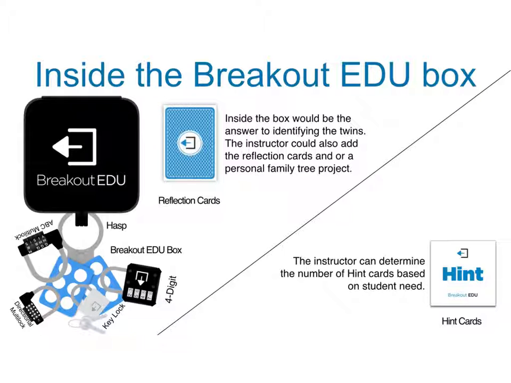Inside the large Breakout EDU box, you would find the reflection cards, something that identifies the twins, Juan being the twin with number 1, and Miguel being number 18. And you can feel free to name all of the others in the family. I did name Angela, but I didn't name the rest of the family. To get inside of that box to the answers, you're going to have the ABC lock, the 4-digit, the key lock, and the directional lock.